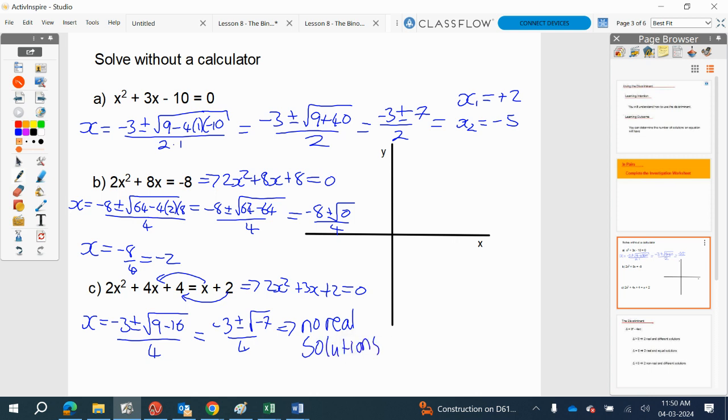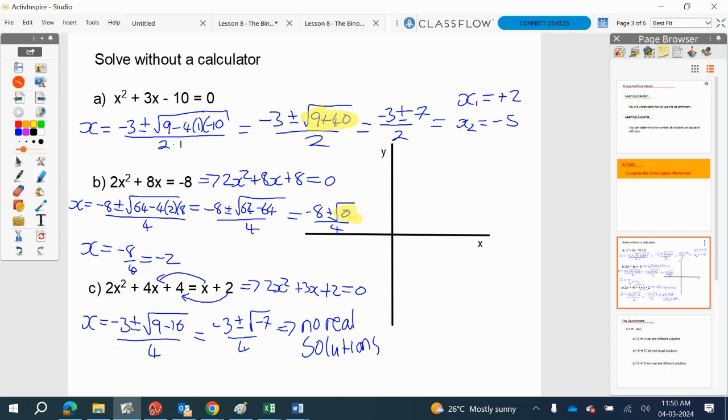We get three possible types of answers here. In this first question, we get two solutions, two real and different solutions. In the second one, we only get one solution. And in the last one, we get no real solutions. What causes that? The number here is positive, it gives two; it's 0, it gives one; and if it's negative, it has none.